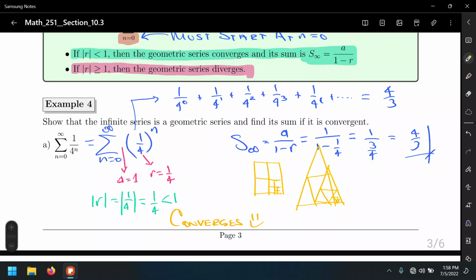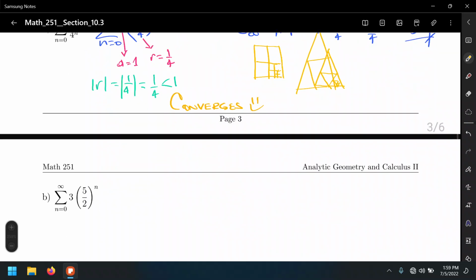All right, so that's one example of what a geometric series is. How do we determine whether it converges or diverges, and how do we find that infinite sum in the case that the series converges? Because if it diverges, that means it just blows up to infinity.